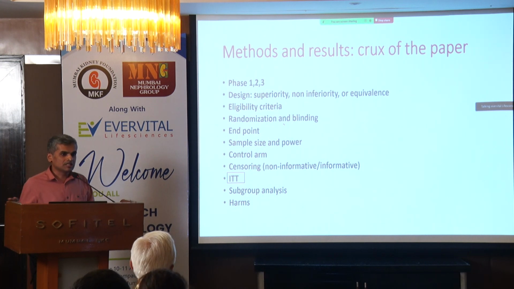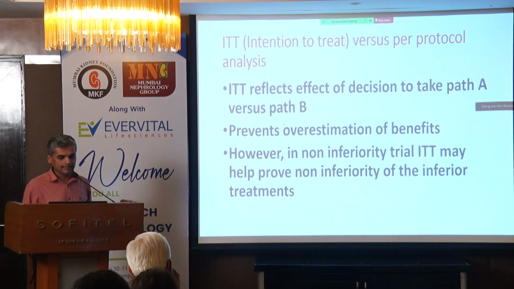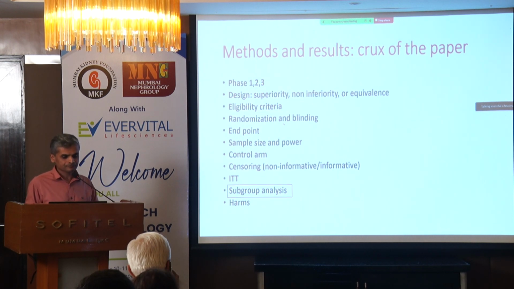Most trials will report what is called an intention to treat analysis. That means a patient has been assigned to a group and then finally is analyzed in the same group, whether or not they remain on the treatment or discontinue for some reason. That is a reflection of the effect of the decision to take path A versus path B, rather than you actually traveling all along the path or not. It prevents overestimation of benefit, but in a non-inferiority trial, this approach sometimes can be problematic, and you might also want to have a per protocol analysis.